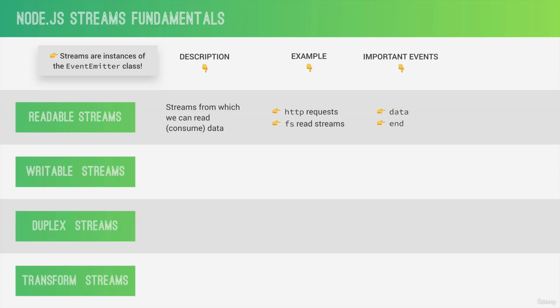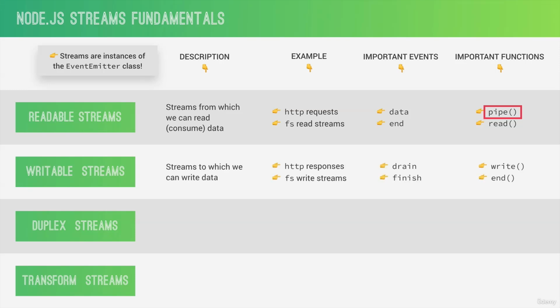Finally, besides events, we also have important functions that we can use on streams. And in the case of readable streams, the most important ones are the pipe and the read functions. And again, you will see these in action in the next video, especially the super important pipe function, which basically allows us to plug streams together, passing data from one stream to another without having to worry much about events at all. Okay, next up, writable streams are the ones to which we can write data.